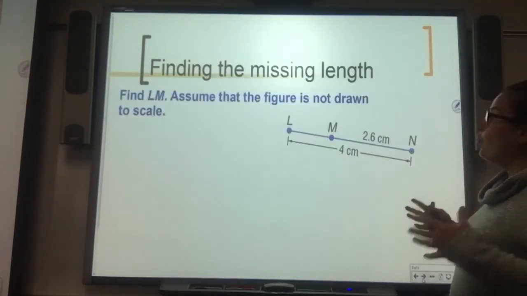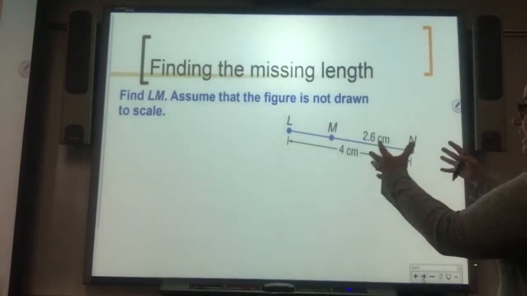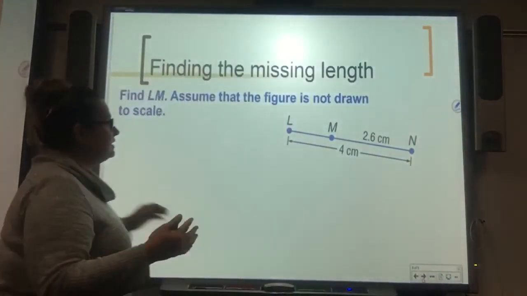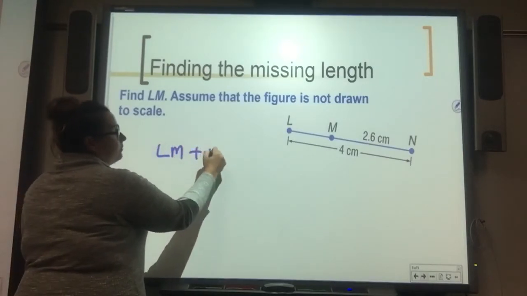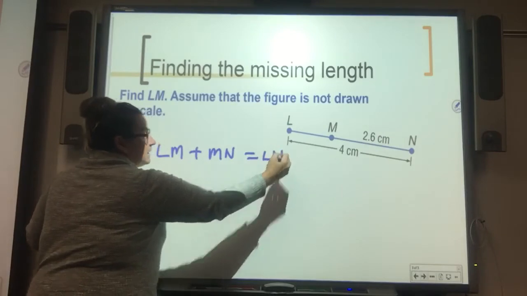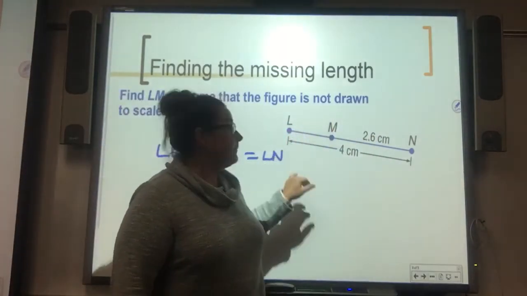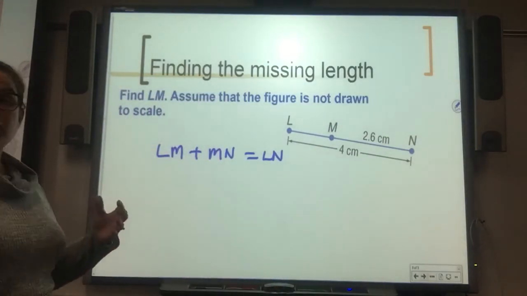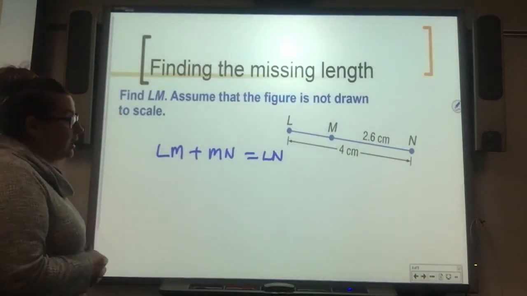So how does this play into things? Well, we know, looking at this figure, that we can talk about the segment addition postulate. That says that the measurement of LM plus the measurement of MN equals the measurement of LN. So the sum of these two parts equals the whole length. And how we can use that is to set up an equation and we can solve.